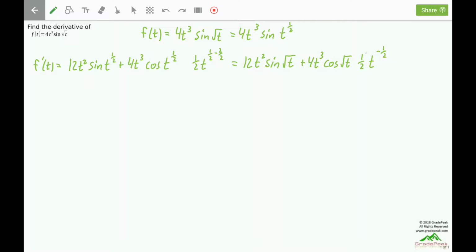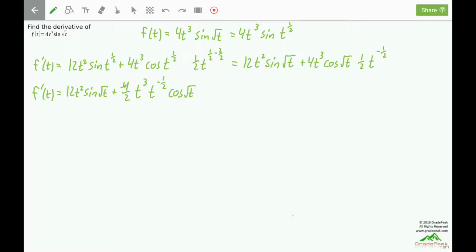Now at this point, I can move the constants together. Everything's multiplied, so that 1/2 can move together with the 4. And that t to the negative 1/2 can move together with that t cubed, because we will add the exponents in that case. So f prime of t will equal 12t squared sine square root of t plus 4 times 1/2, which will be 4/2, and then we'll have t cubed times t to the negative 1/2 cosine square root of t.